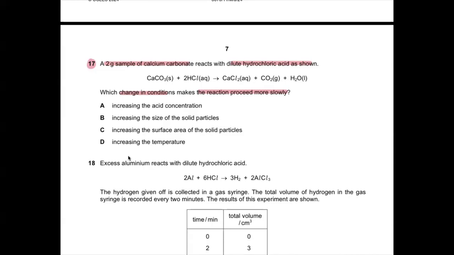Increasing the acid concentration: if we increase the concentration, the reaction proceeds faster, so A goes wrong. Increasing the size of solid particles: yes, if we increase the particle size, the surface area lowers and the rate lowers. So that can be an answer. Increasing surface area: if we increase the surface area, the reaction rate increases, so C goes wrong. Increasing the temperature, the particles have more energy, so D goes wrong. So yes, B is the correct answer because increasing the size lowers the surface area.